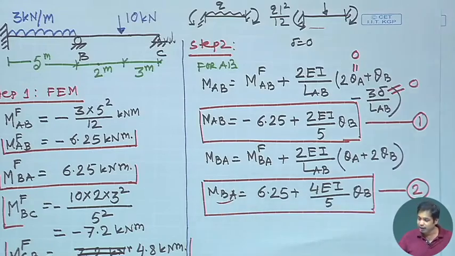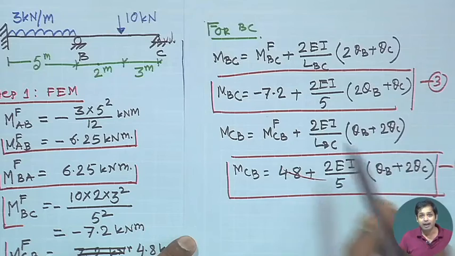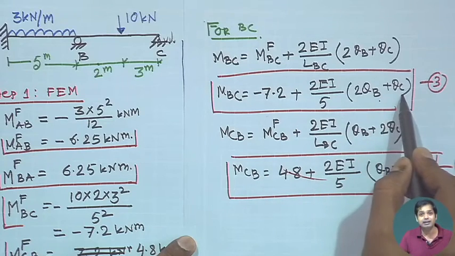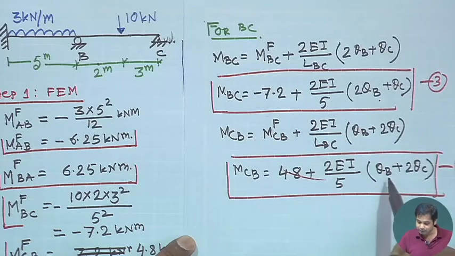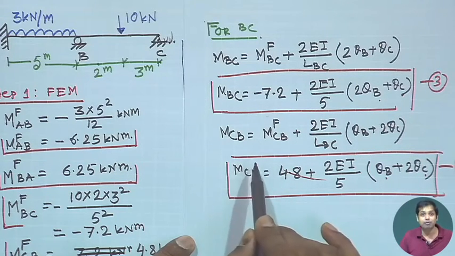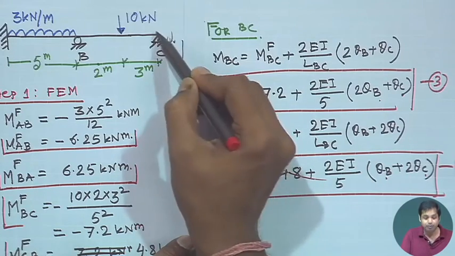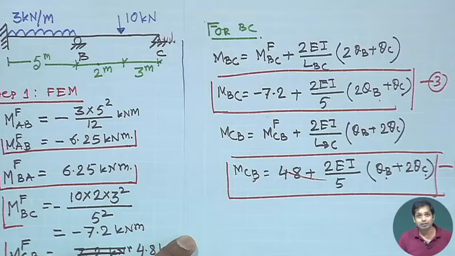we will get the expression for MBA, and similarly this is the slope deflection equation for BC, and if we substitute theta b and theta c here, we get MBC, and if you substitute theta b and theta c here, we get MCB. You should get MCB equal to 0, because the moment at CB is equal to 0 here.